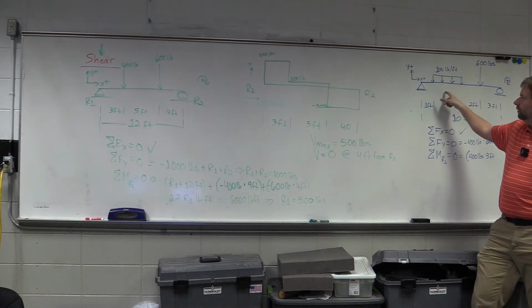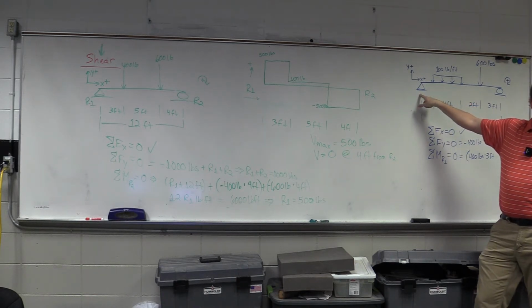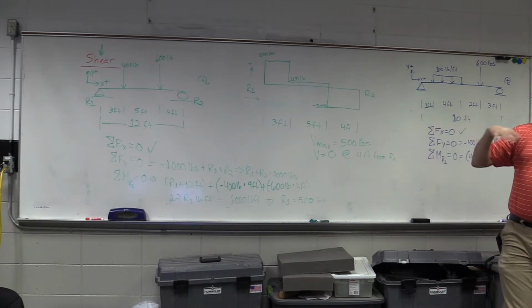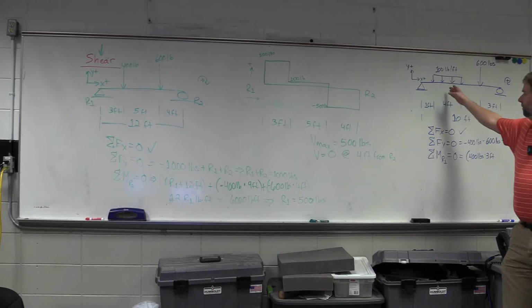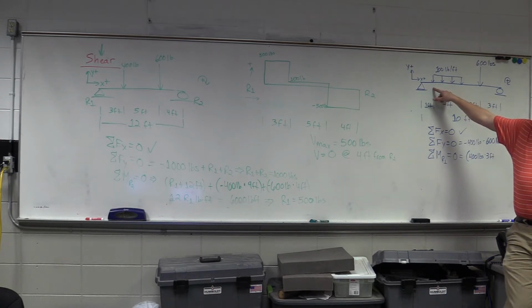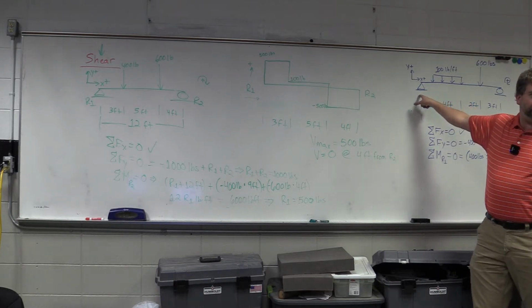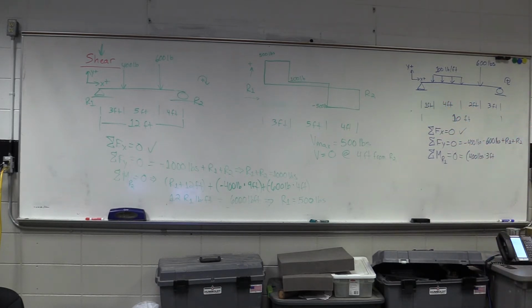about R1. So we have to make sure that we get all the way back to R1, which is 3 feet. Okay? That's far and away the most common mistake where people get tripped up on this. They'll drop it at that midpoint and they'll think, well, it's 2 feet away from the midpoint, I'm going to multiply it by 2 feet. Okay? Make sure that you get all the way back to the reaction. Okay?